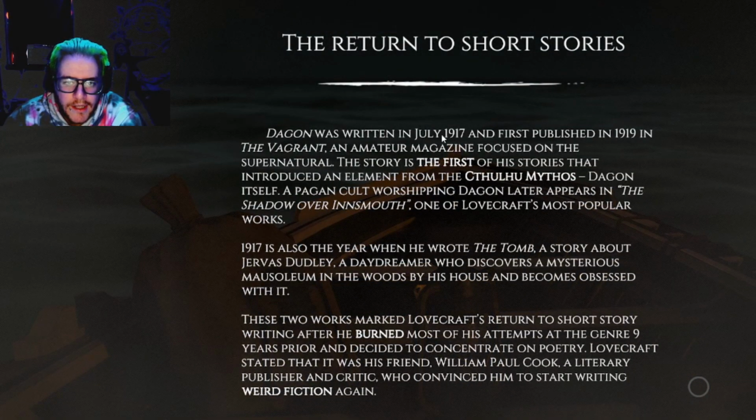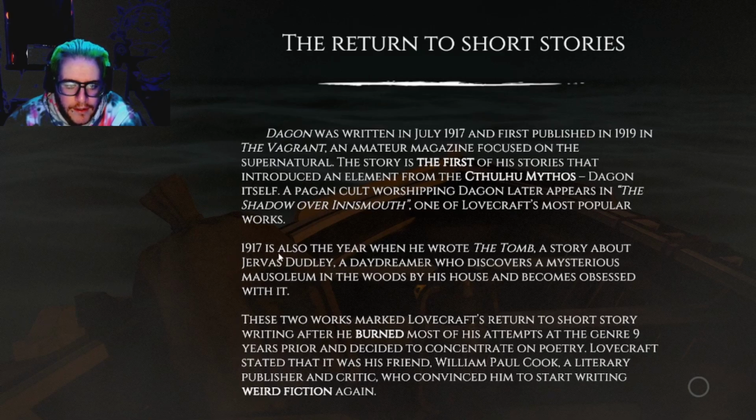Dagon was written July 1917 and first published in 1919 in The Vagrant, an amateur magazine focused on the supernatural. The story is the first of his stories that introduced an element from the Cthulhu mythos. Okay, so Dagon is the first iteration that we got. Dagon itself, a pagan cult worshipping Dagon leader, appears in The Shadow over Innsmouth. That's a wonderful story about some cool fish people in a secret cult town. You should check that one out. One of Lovecraft's most popular works.